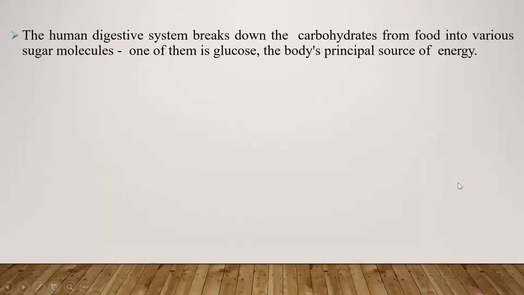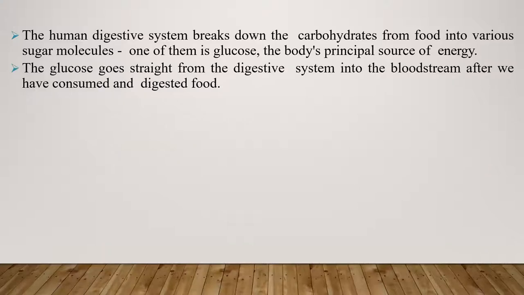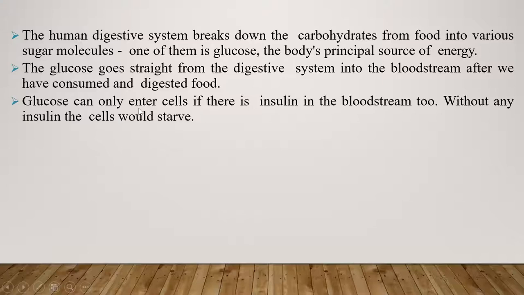The human digestive system breaks down the carbohydrates from food into various sugar molecules. One of them is glucose, the body's principal source of energy. We all know that glucose is a very important and principal source of energy, and it comes from food. The glucose goes straight from the digestive system into the bloodstream after we have consumed and digested food. Glucose can only enter cells if there is insulin in the bloodstream too. Without any insulin, the cells would starve.